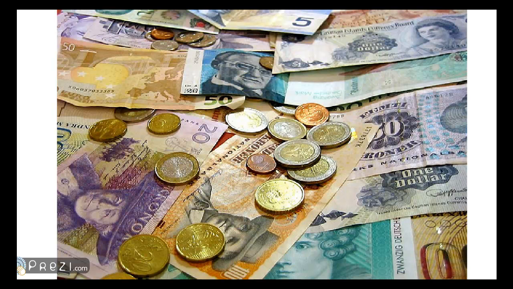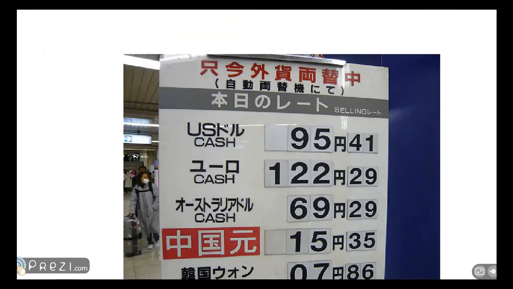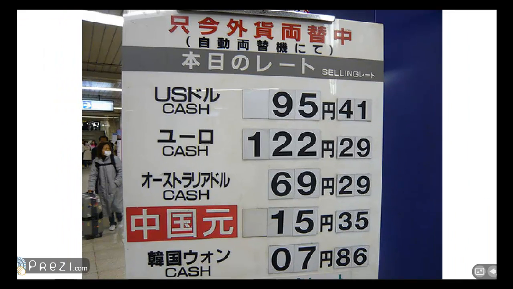So the question is, how can we change from one currency to another? What we have, and this is just an example in an airport, is what's called an exchange rate table, where you have a bunch of different currencies, generally all listed against one currency in a table. The objective is you read the table and it tells you what exchange rate you have.